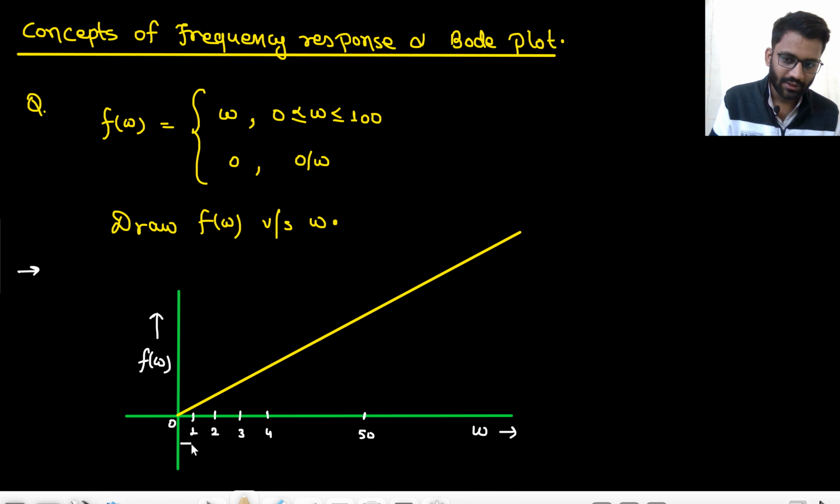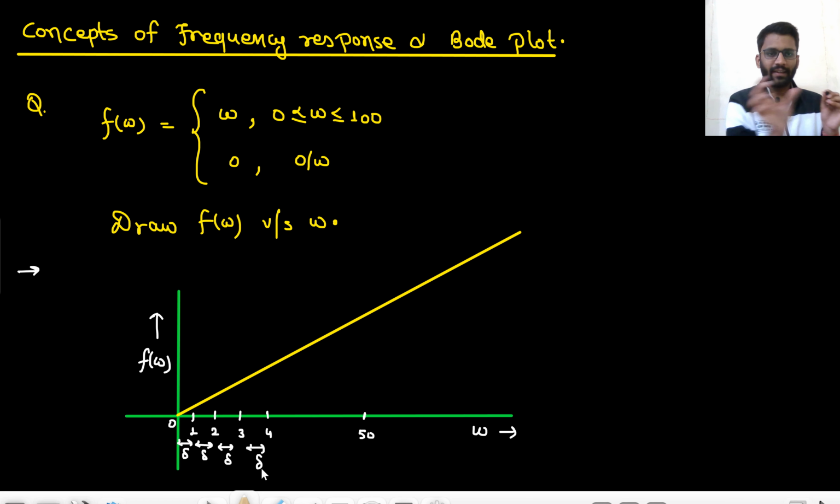Between 0 and 1, if this gap is delta, then the gap between 1 and 2 will also be delta, and this gap will also be delta. Although this gap is 1, I am writing delta, right? So delta, delta, delta. So 100 delta gaps will be there. This will be your x axis, and this will be your y axis. From 0 to 100, it will go.